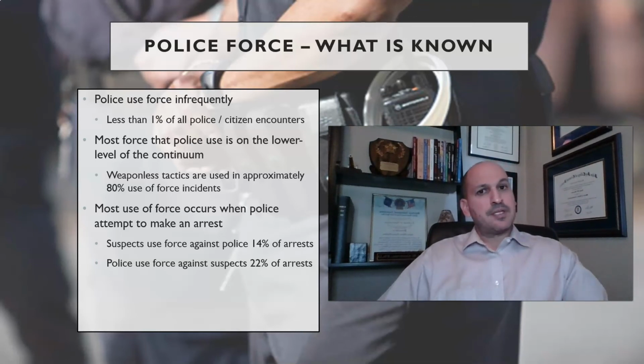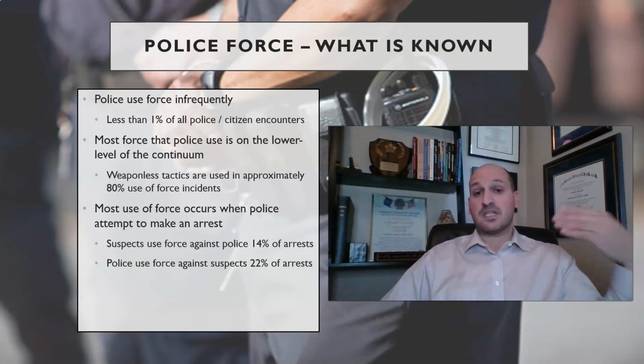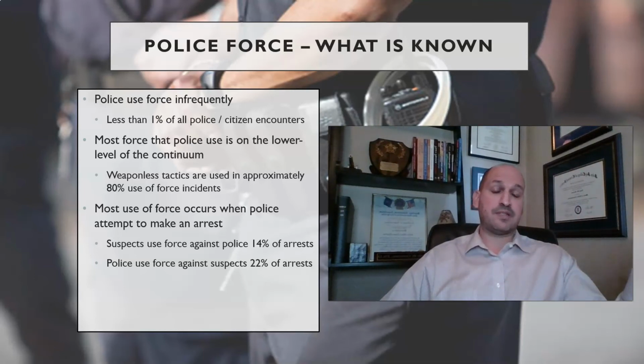Most force that police use is on the lower end of this continuum, which is very true as well, because when police place people under arrest, they typically have to put their hands on that individual. So weaponless tactics are used in approximately 80% of use of force incidents. That might just be, turn around, and you have to take somebody's arm, they don't comply. They're not fighting you, they don't have a weapon, but for whatever reason the police have to use some kind of empty hand control. And that leads to the next point, which is most use of force occurs when police attempt to place somebody under arrest. Suspects use force against the police in 14% of arrests, which is quite a bit, and police use force against suspects in about 22% of arrests.